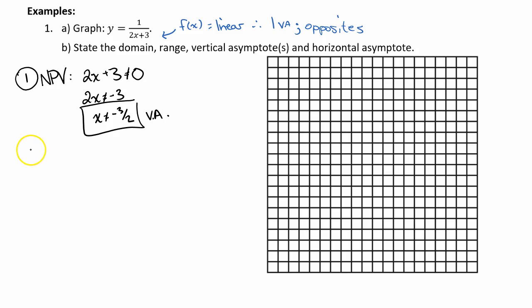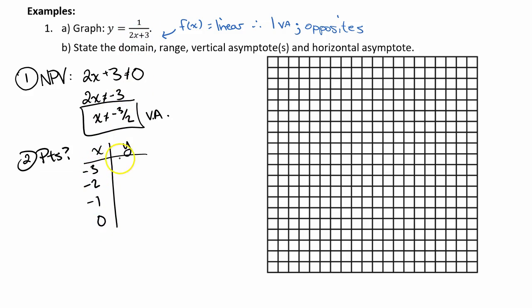I am also going to figure out, is my line increasing or decreasing, and get a couple other points out of there. I'm going to choose some x values, calculate some y values. I'm going to choose them so that they fall around my vertical asymptote. So, this is negative 1.5, so I'm going to start at negative 3, negative 2. I'm going to go negative 1 and 0. We're going to plug those in.